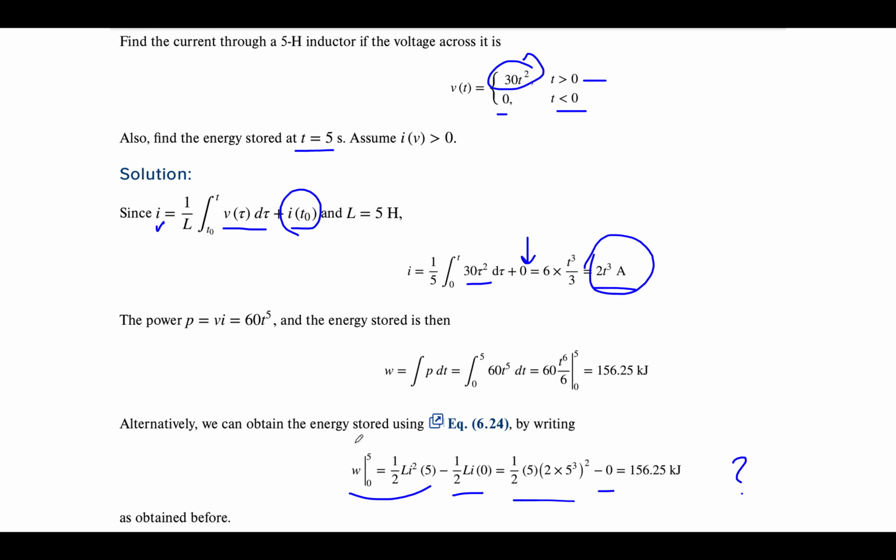Okay, so anyway, I would use the 1/2 Li squared formula at 5 seconds. So what if you wanted to know the energy that was stored between 2 seconds and 0 seconds? Well, you'd find the energy stored at 5 seconds, and then you'd find the energy stored at 2 seconds, and you'd take the difference.